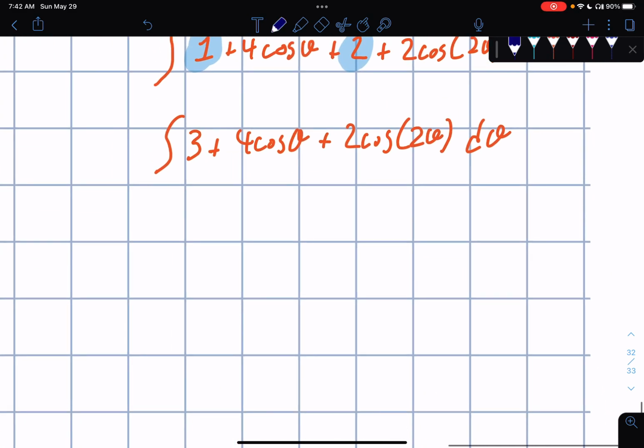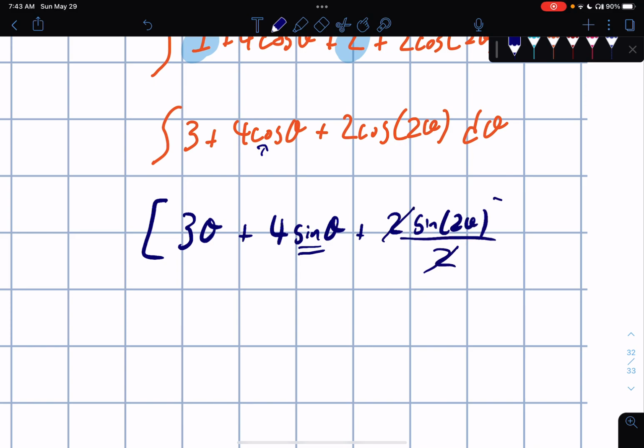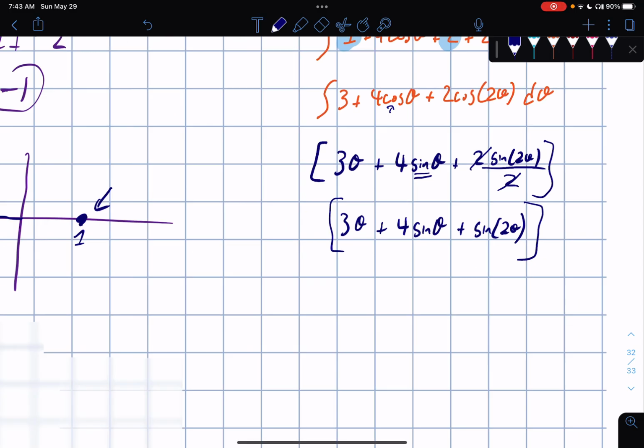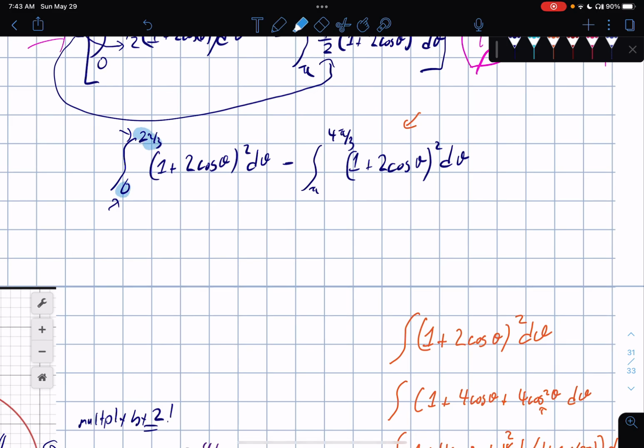Alright, so now I can actually integrate. This is 3 theta plus 4 sine theta, because the derivative of sine is cosine, plus 2 sine 2 theta over 2, so these two cancel out. So the indefinite integral is 3 theta plus 4 sine theta plus sine 2 theta. But first, let's evaluate this one from 0 to 2 pi over 3, these two.